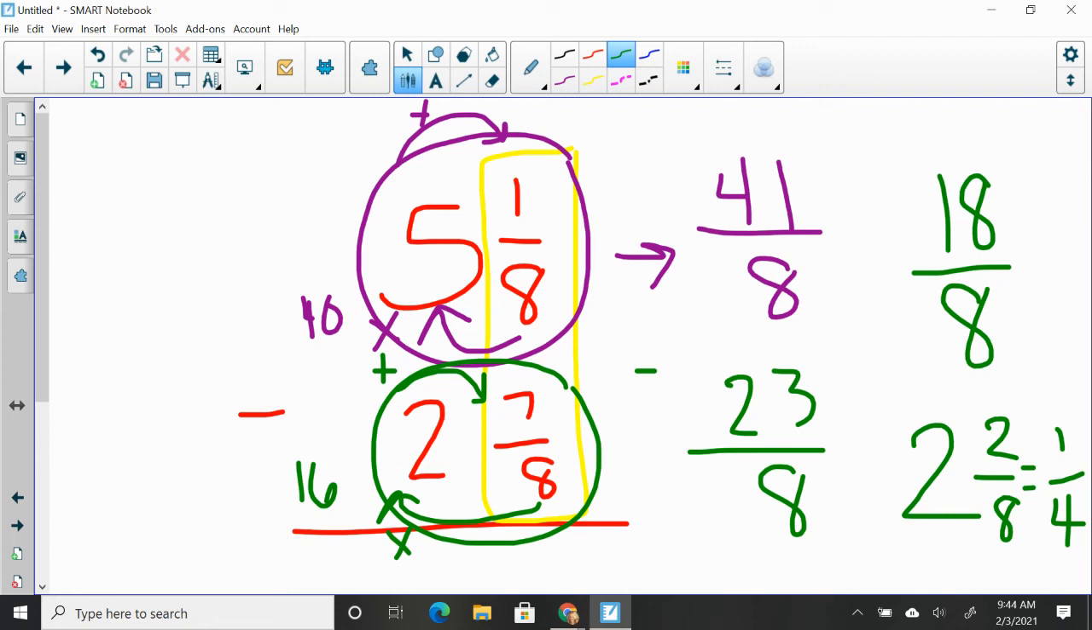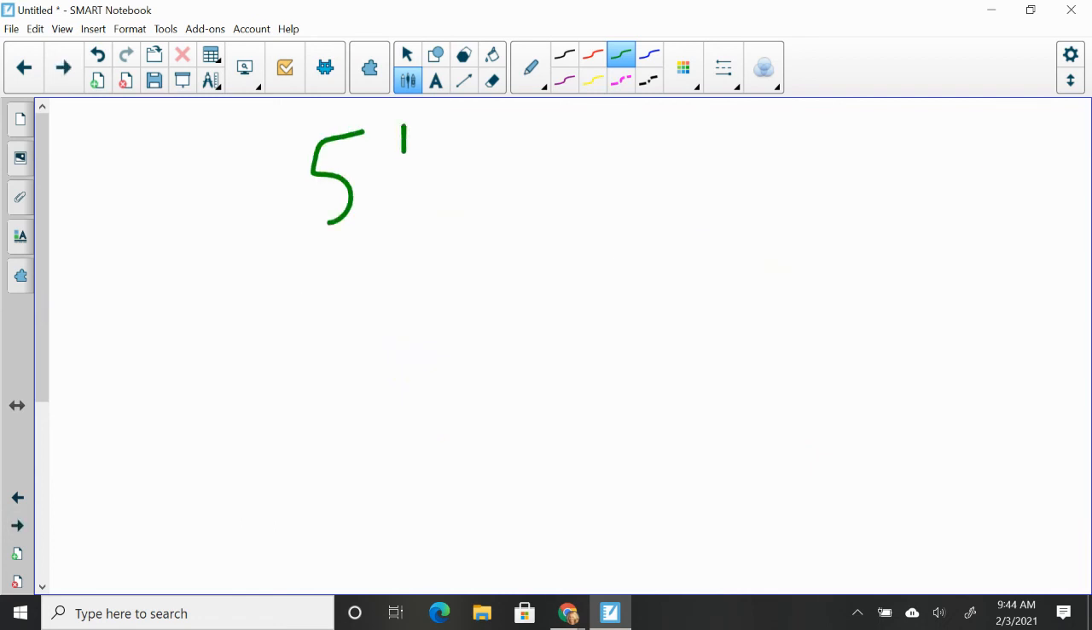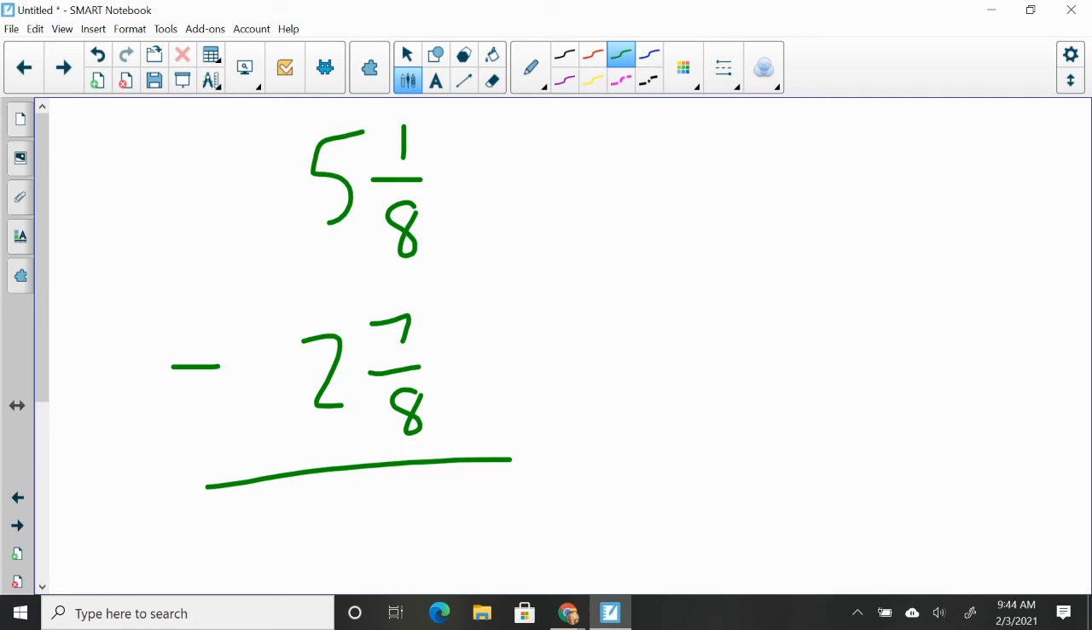Another way, I'm going to do the same problem. So 5 and 1/8 minus 2 and 7/8. Here's another strategy. I prefer to do this because I don't think it takes me as long to work out the problem, but that's just my preference. So I have like denominators, so I can subtract. However, I only have 1/8 again.